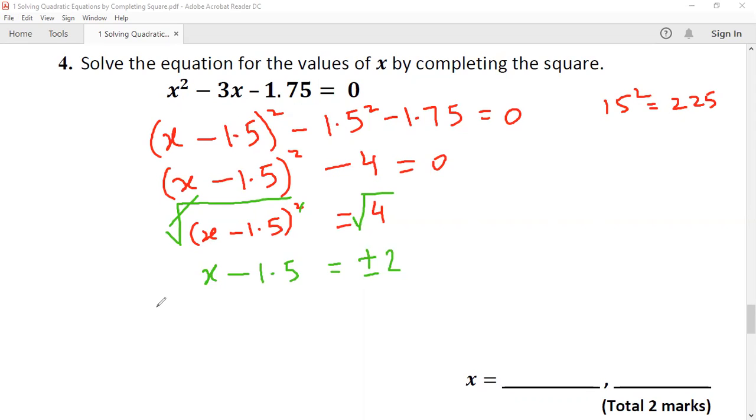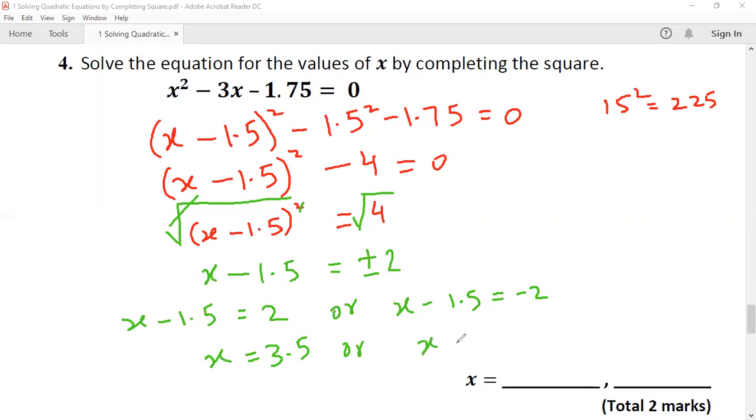So the two equations I'm going to get will be either x minus 1.5 equals positive 2, or x minus 1.5 equals negative 2. So adding 1.5 on both sides, I'll get 2 plus 1.5 will be 3.5, or adding 1.5 on both sides on this side will give me minus 2 plus 1.5, that's going to give me minus 0.5. So the two solutions for the given equation will be 3.5 or negative 0.5.